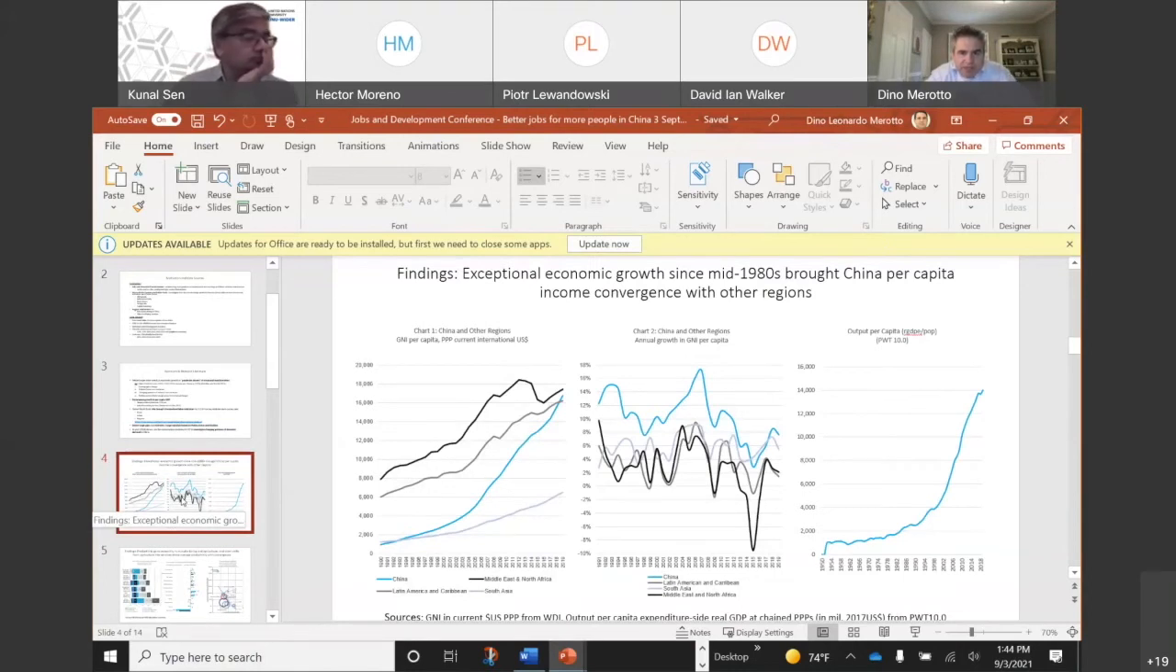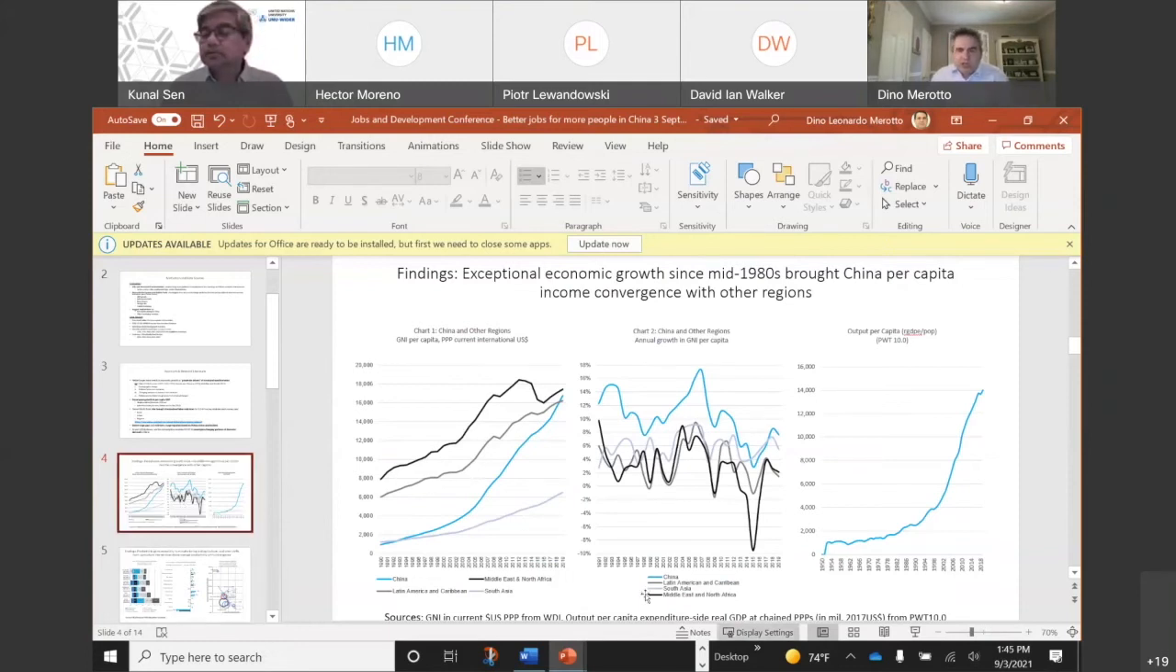If you look at the chart in the middle here with growth rates, you'll see that compared to, say, Latin America, China's growth has outstripped Latin America's growth by an average of 4 to 5 percentage points every year since around 1990. So this is a very large economy moving very quickly.